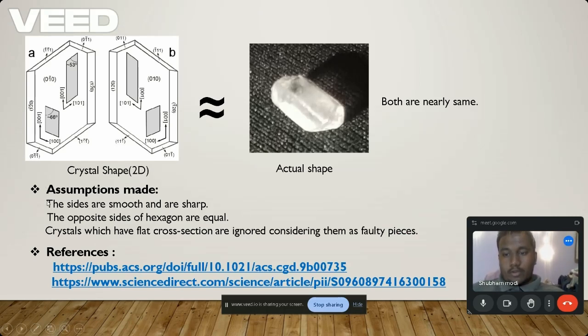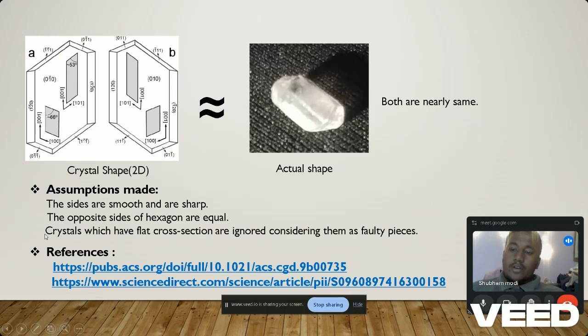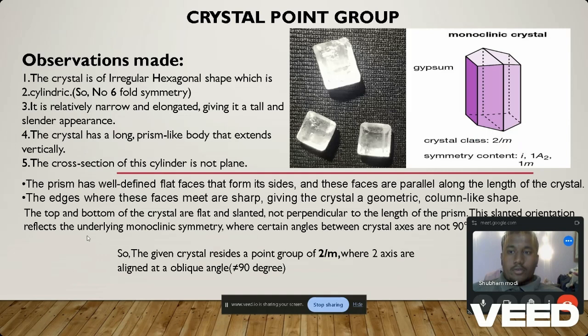While doing my observations, the sides are taken as smooth and sharp. The opposite sides of the hexagon are considered equal because I have observed this property in many cases, but not in all. In one or two, this was not resembled, so I have considered them as ideal. The third assumption is that crystals which have flat cross sections are ignored. I have considered them as faulty pieces and broken in nature. So let's start with my observations.